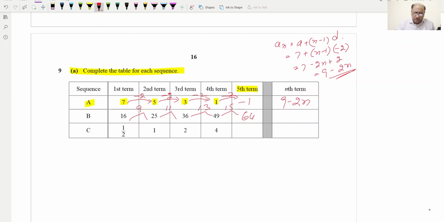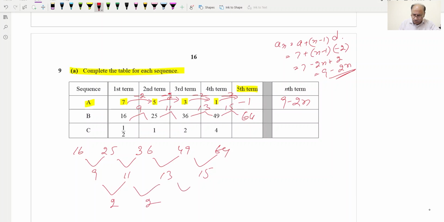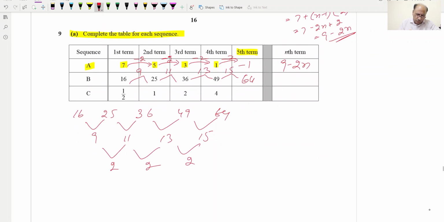Now this formula we need to find. How can we find it? We can write the sequence, I'm copying this sequence, 16, 25, 36, 49, and 64. So this difference is 9, then this one is 11, this one is 13, and this one is 15. Now the second order difference will be 2, 2, and 2, and we know for quadratic sequences we write the second order difference as 2a. So 2a will be equal to 2, so a will be equal to 1.